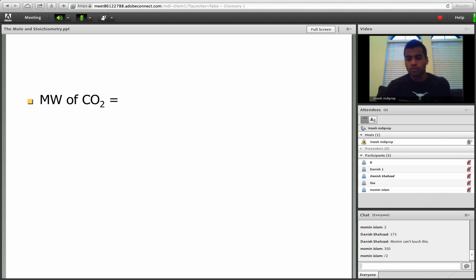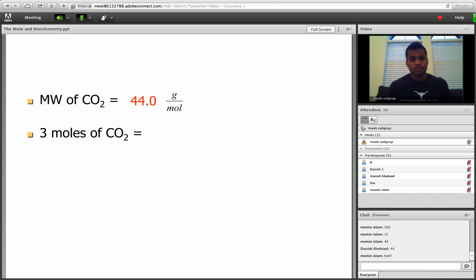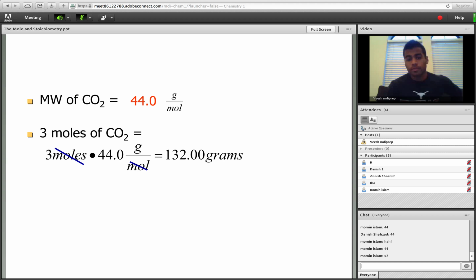All right, so what is the molecular weight of carbon dioxide? Now, what is the weight of 3 moles? This time I'm not asking the molecular weight. How much does 3 moles of carbon dioxide weigh? And the moles cancel out in terms of the units, and that'd be 132 grams.